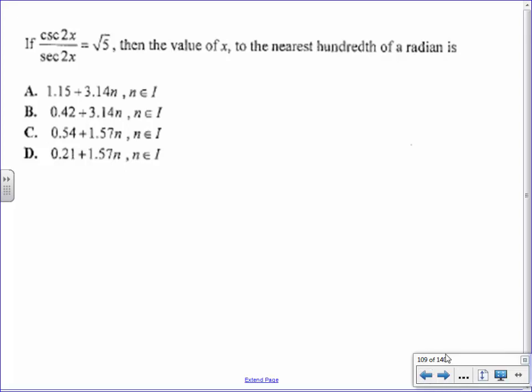Let's try this one. This is the very, very last one. Thoughts? You're being asked to solve for x. What are some of the ways we can solve for x?